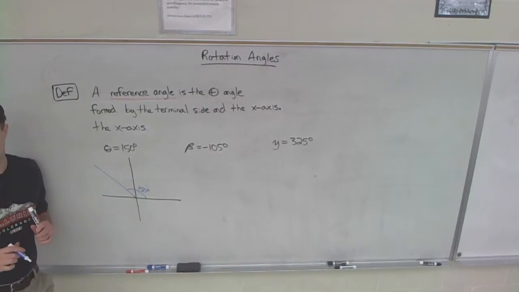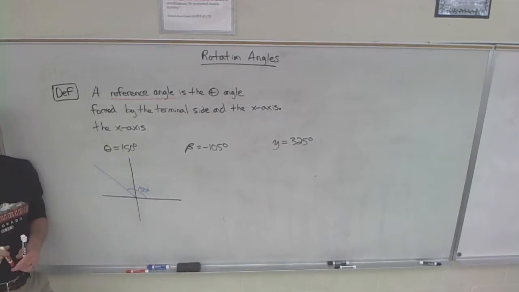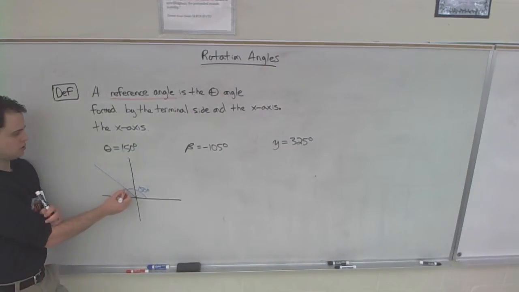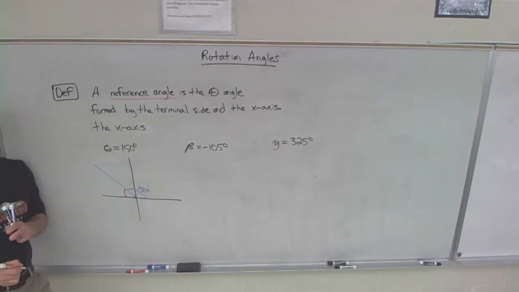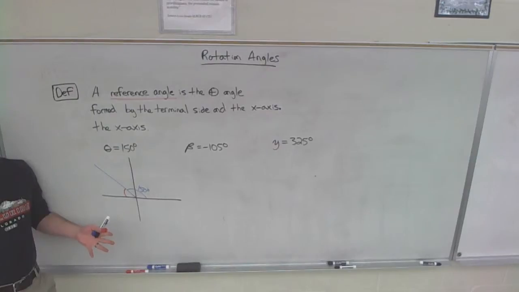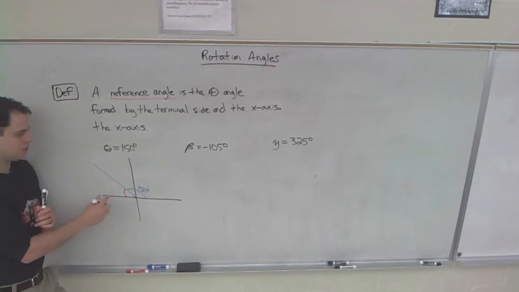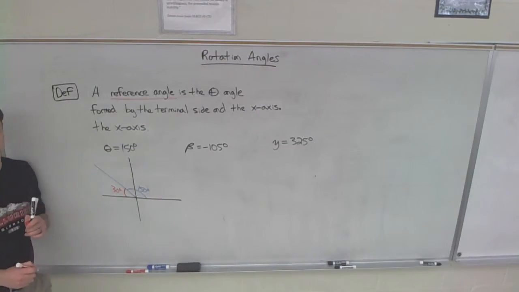There's only one. Where should I draw from this terminal side to form its reference angle? I should draw from that terminal side to the x-axis. This thing is its reference angle. Now how do you think you find that? You just subtract from 180. Use common sense. What's here? 180 minus 150 is 30. So the reference angle here is 30 degrees.